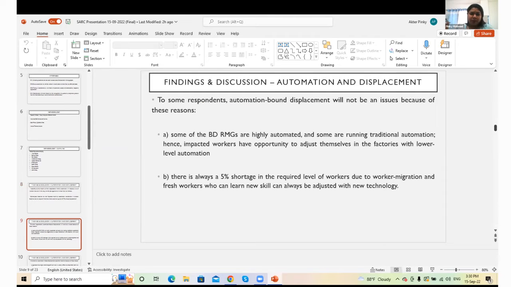To some respondents, automation-bound displacement will not be an issue because of the following reasons. Some of the Bangladeshi RMGs are highly automated and some are running traditional automation. Hence, impacted workers have the opportunity to adjust themselves in the factories with lower level automation. And then there is always a 5% shortage in the required level of workers due to worker migration, and fresh workers who can learn new skills can always be adjusted with new technology.